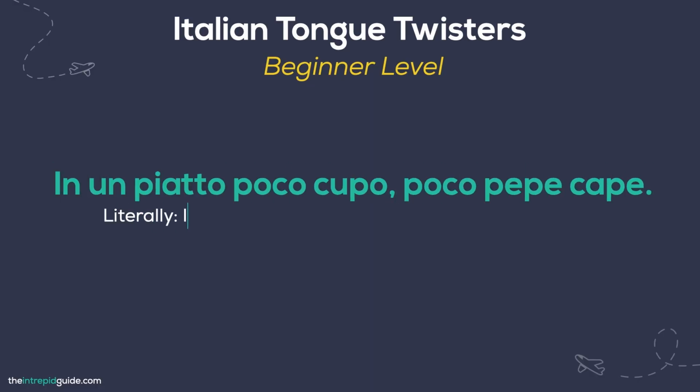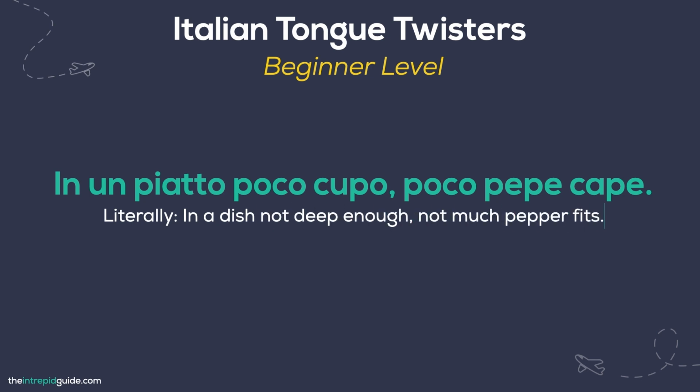Coming in at number 9, we have the Italian tongue twister. In un piatto poco cupo, poco pepe cape. This literally means, in a dish not deep enough, not much pepper fits. This fun Italian tongue twister helps you nail the P sound and get comfortable with the double T pronunciation.